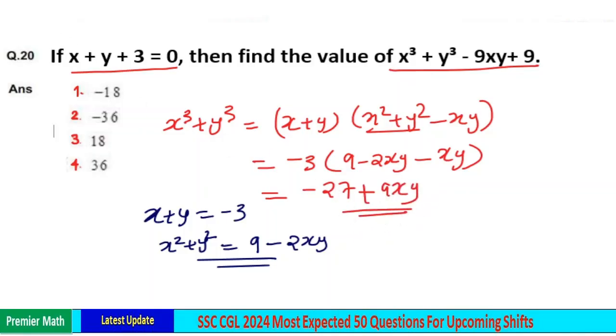So we have got x cube plus y cube as minus 27 plus 9xy. Remaining minus 9xy plus 9, which is equal to, these two terms cancel, minus 27 plus 9 is equal to minus 18. So option 1 is your answer.